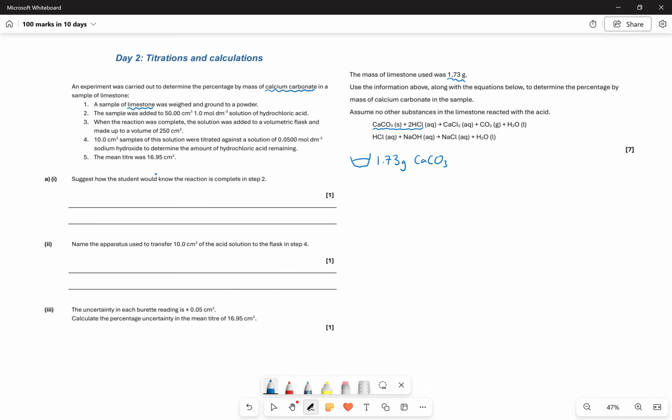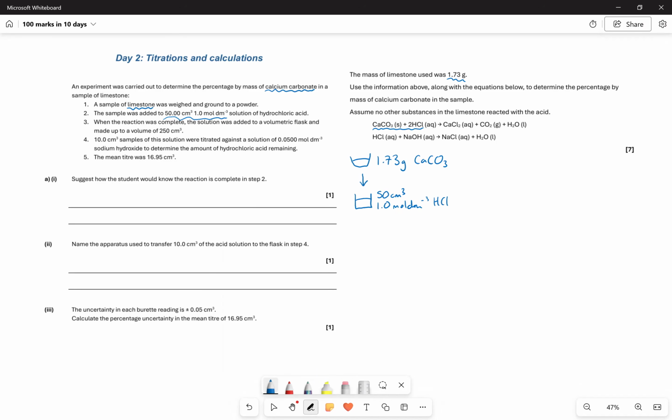And then what have we done? We've mixed that with some acid in a beaker. I'm assuming a beaker, it doesn't actually say. 50 cm³ of 1 mol per dm³. So let's write that down: 1.0 mol per dm³ HCl. So that's in the first equation we're given.